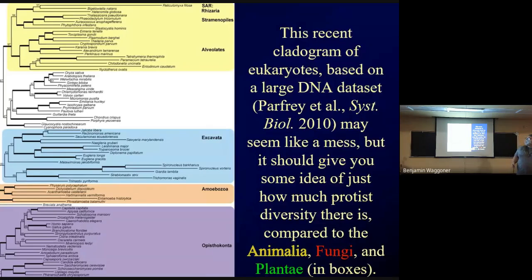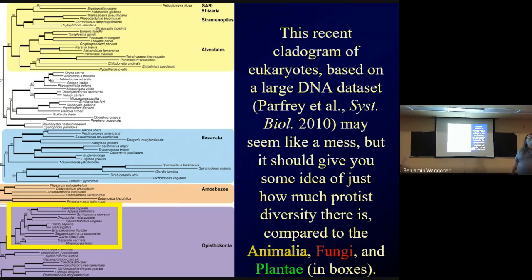This is a complete mess. Well, it's not, but the type is pretty small. I'm not expecting you to read this. This is a cladogram of eukaryotes based on a very big DNA data set. And this is pretty much all of the eukaryotes. There's a few that are hard to place that aren't on here, but this is representatives of all the major groups.